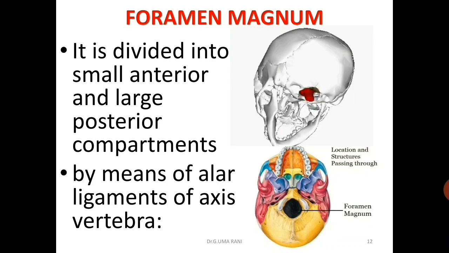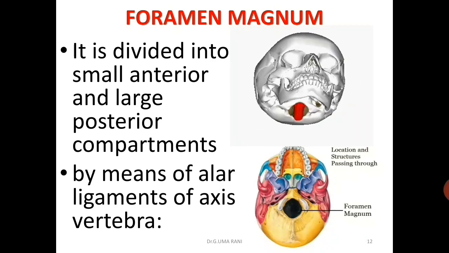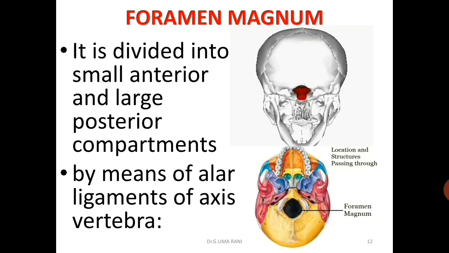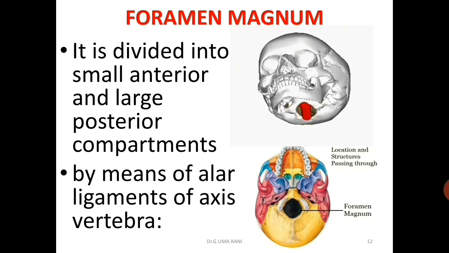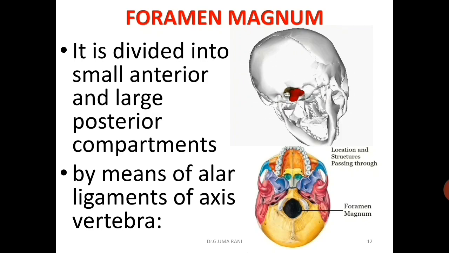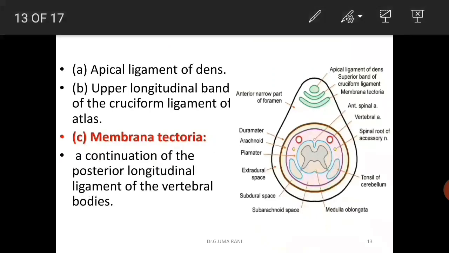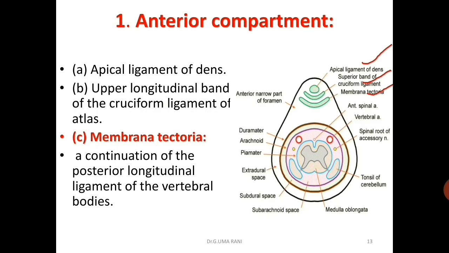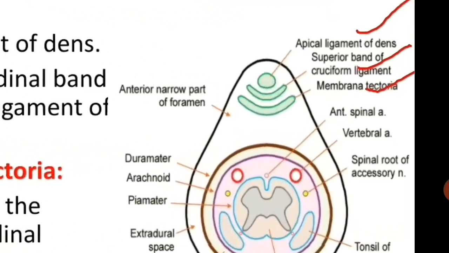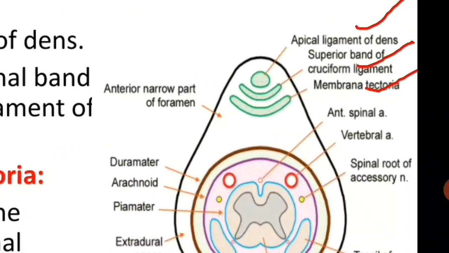Very important and the largest foramen in the skull is the foramen magnum. It is divided into a small anterior and a large posterior compartment by the alar ligaments of the axis vertebra. The small anterior compartment contains the apical ligament of the dens and the superior band of the cruciform ligament and the membrana tectoria. The membrana tectoria is a continuation of the posterior longitudinal ligament of the vertebral bodies. So these three are located in the anterior small portion of the foramen magnum.